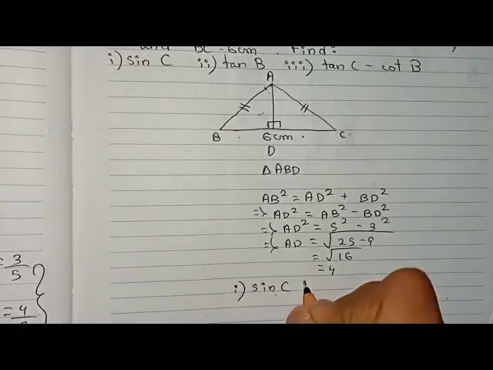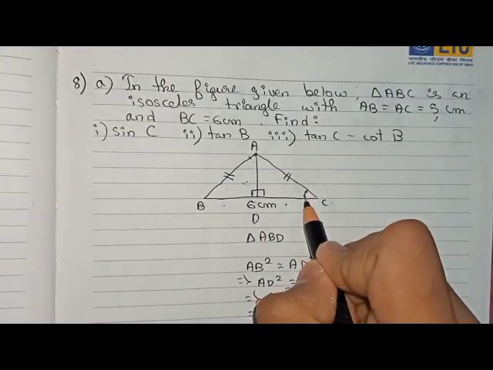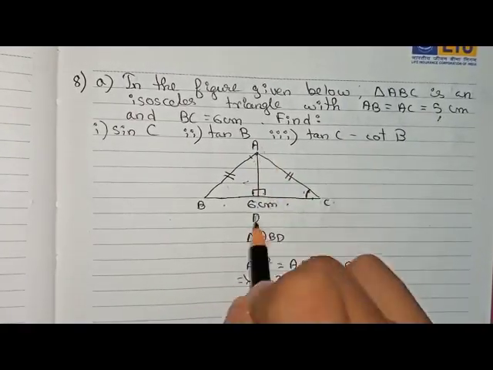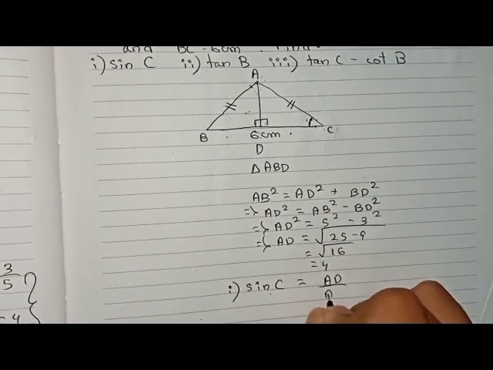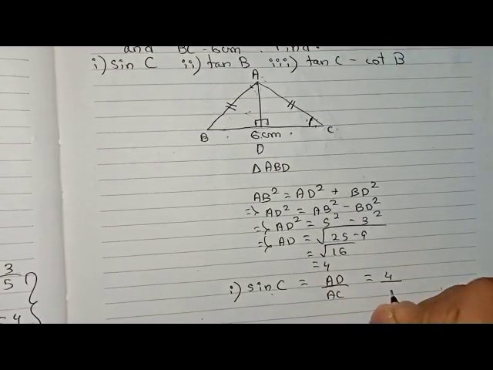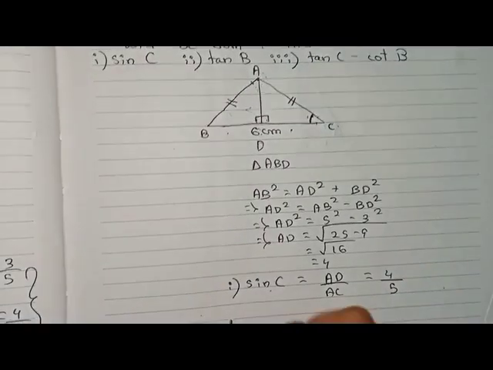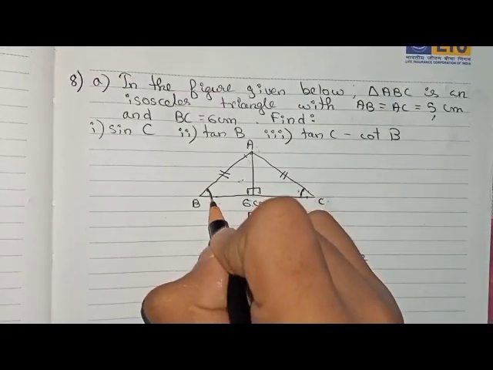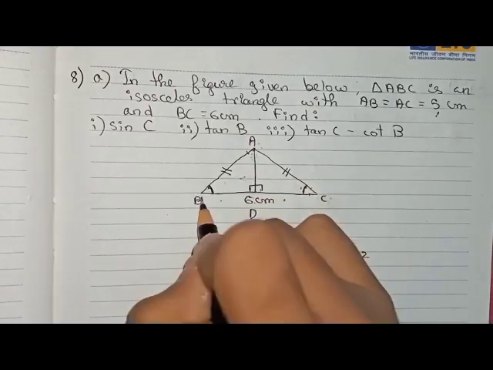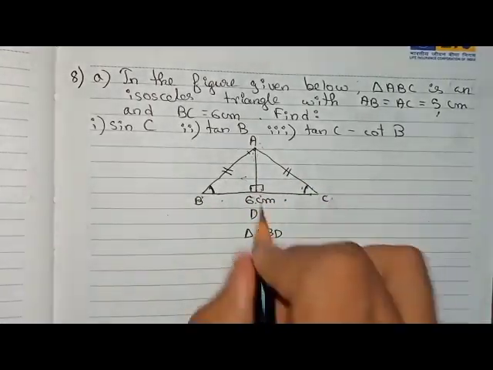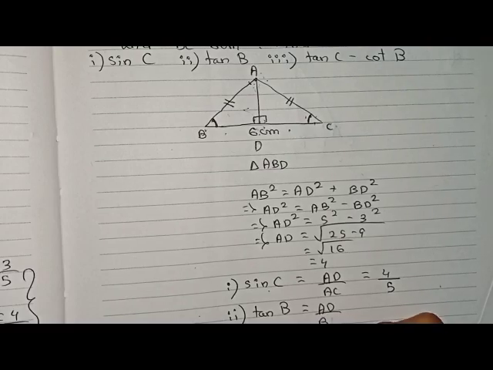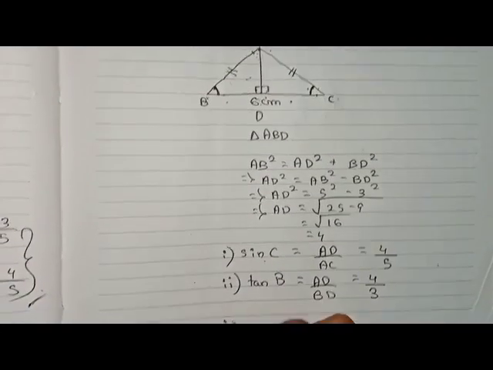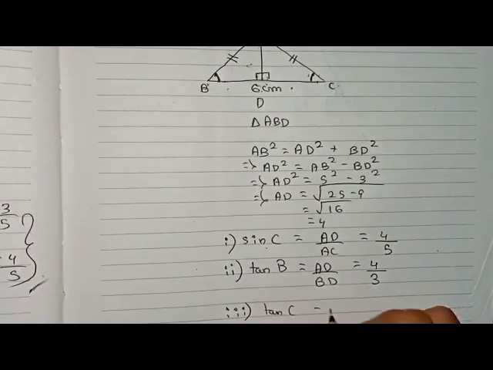Sin C. So sin, this triangle, this angle. So height by hypotenuse. So height is opposite side AD and hypotenuse AC. So AD by AC is equal to 4 by 5. Second question, tan B. So here is B. So height by base, opposite side AD and base BD. So AD by BD. So AD is 4 and BD is 3. Third question.